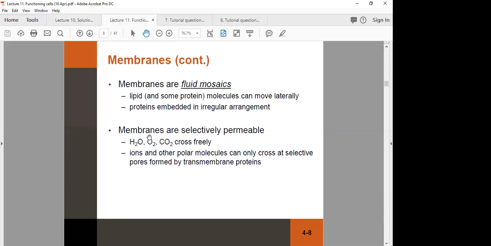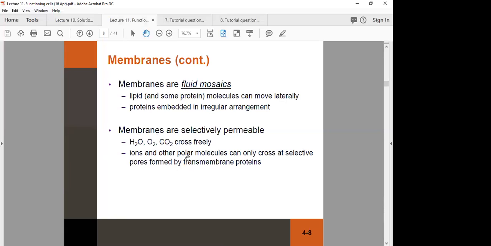Membranes also have another important property. They're said to be selectively permeable. They are permeable to some substances, that is water, oxygen and carbon dioxide can freely cross through that lipid bilayer of the membrane, can just freely move across from one side to the other. Most substances, for example, charged species, that is ions, and any other polar molecules can only cross at selective pores that we find within those transmembrane proteins.